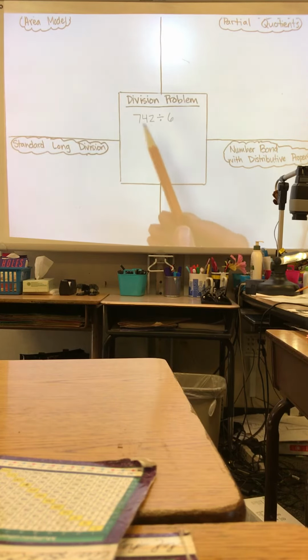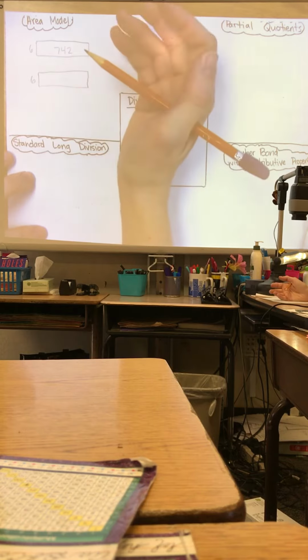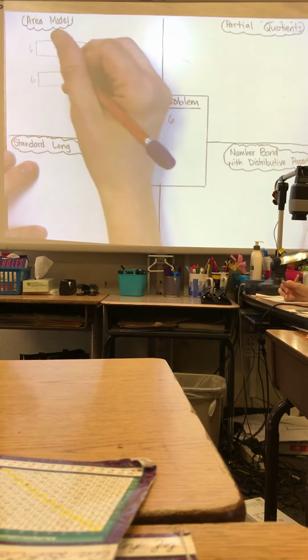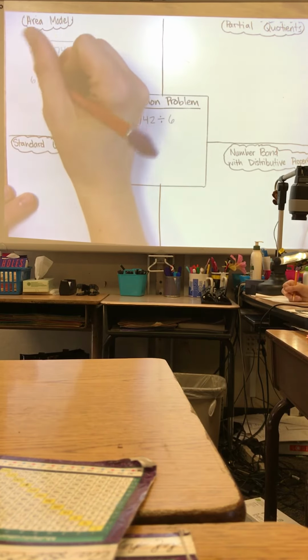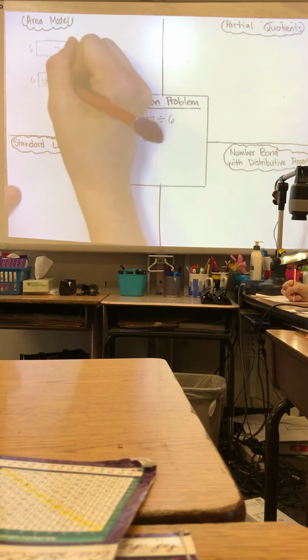So I draw another rectangle. I'm still dividing by 6, so I label 6 as my divisor, and I start taking out the largest numbers that I can by breaking apart the number 742, which, if we remember, is decomposing the number. So I start by going by tens, in this case going by hundreds. I go 700, no. 600, yes. 6 is compatible with 600, so I label 600.